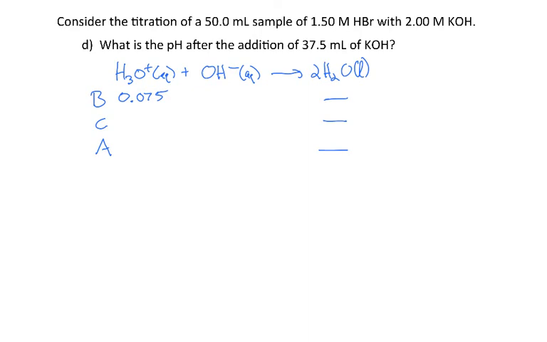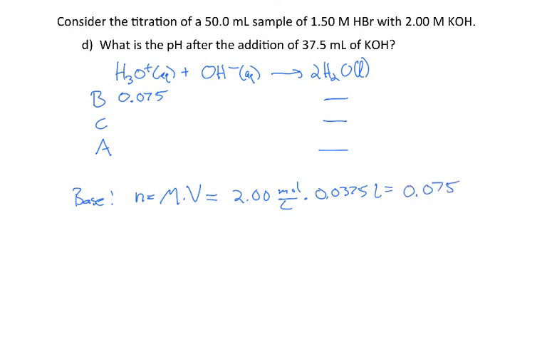So again, the moles of acid that I started with doesn't change. So I just need to find the moles of the strong base. So again, I'll use moles is equal to molarity times volume. So I've got 2 moles per liter times 0.0375 liters, and I get 0.075 moles. So I put that in for the OH.